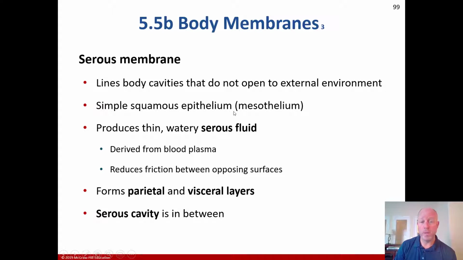They're simple squamous epithelium, very thin, right? The mesothelium in this case. They produce thin, watery serous fluid. They're derived from blood plasma, and they produce friction between opposing surfaces, which is obviously important. It forms the parietal and visceral layers and the serous cavities between.